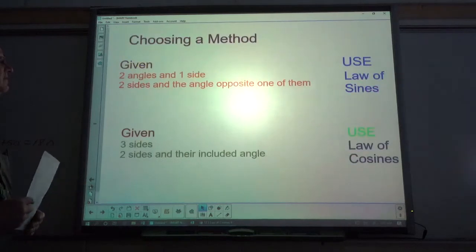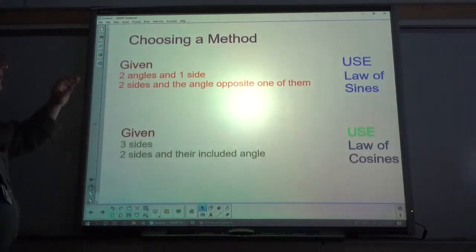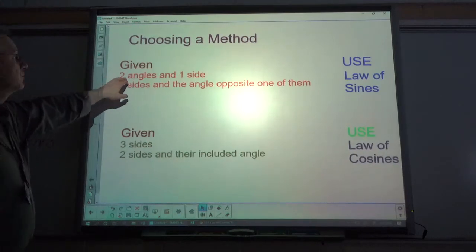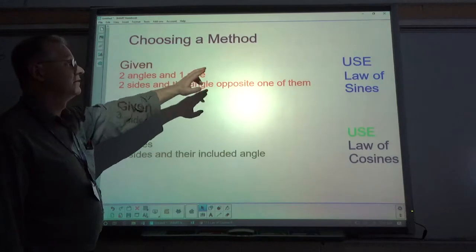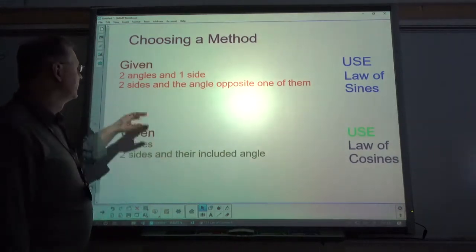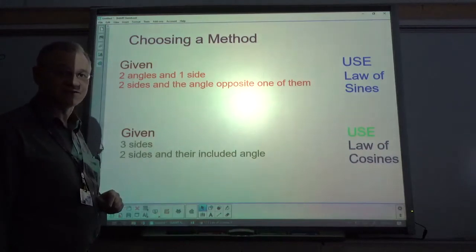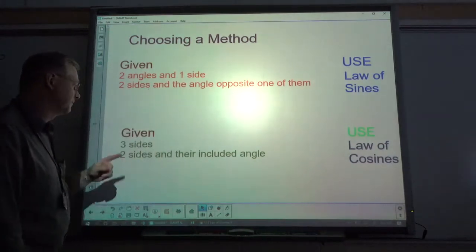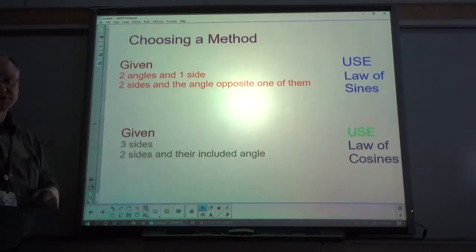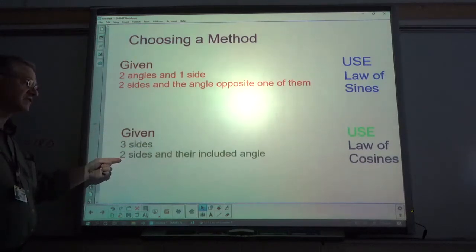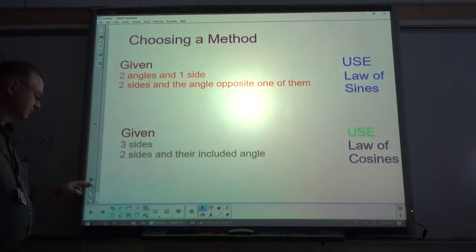All right, let's look at when to use law of sines versus law of cosines. If you're given two angles and one side, law of sines. Two sides and the angle opposite one of the sides you're given, law of sines. If you're given three sides and no angles, law of cosines. If you're given two sides and their included angle, law of cosines.